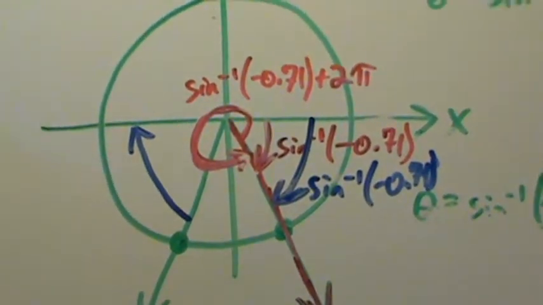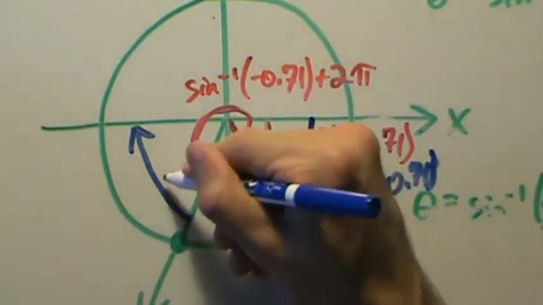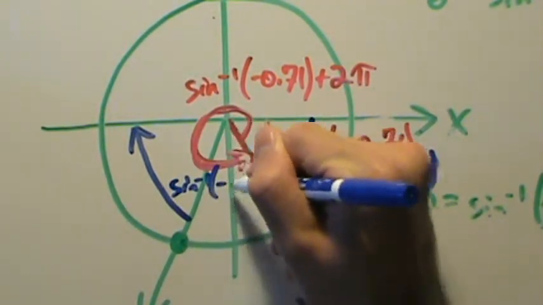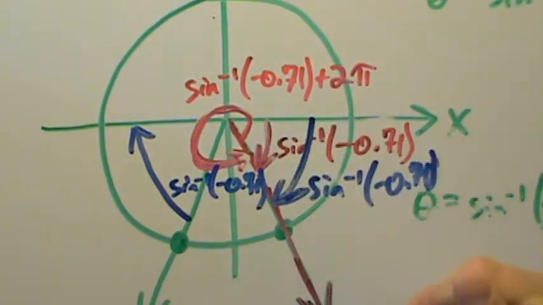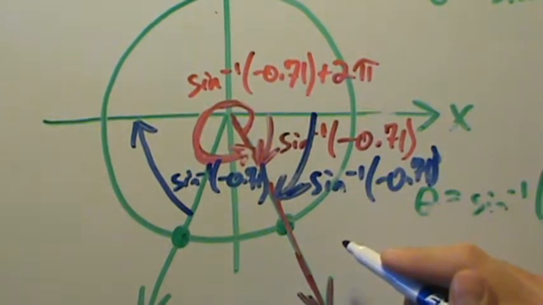Okay, now that means this angle here has to be exactly the same thing. So this one right here is also the inverse sine of negative 0.71. Now, how does that help us?